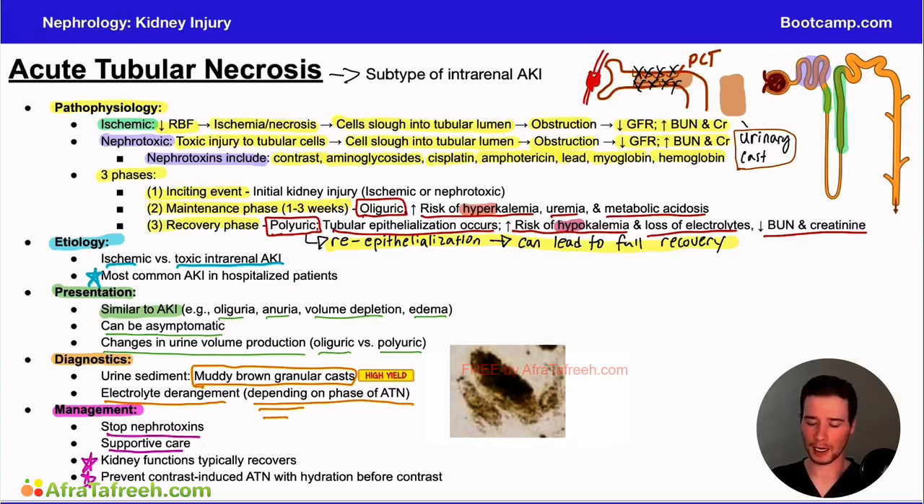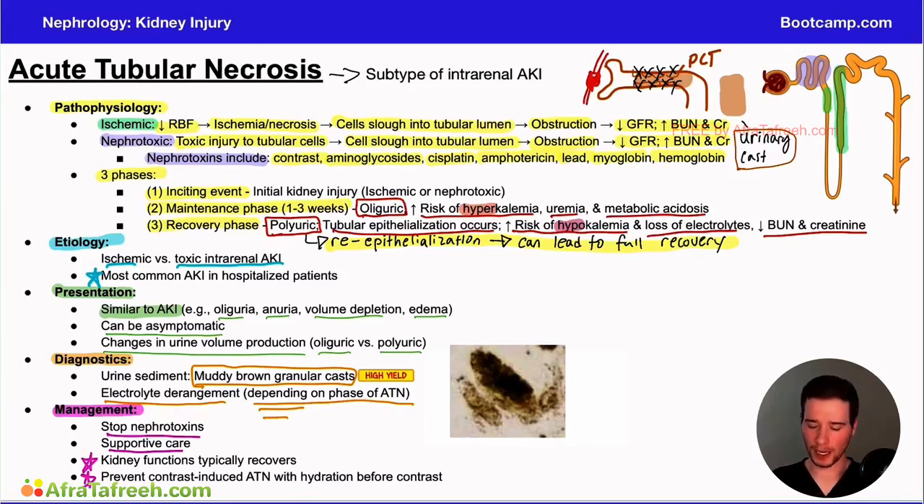When we look at the diagnostics, I really want you to focus on the urine sediment, which is most likely to show muddy brown casts. Now, it's worth noting you can also see epithelial casts as well, or even free tubular cells that have not formed a cast shape, but typically a question stem is going to ask you about the muddy brown casts, so that's the one I really want you to memorize, but just know in the back of your head, there are some other casts that can present as well.